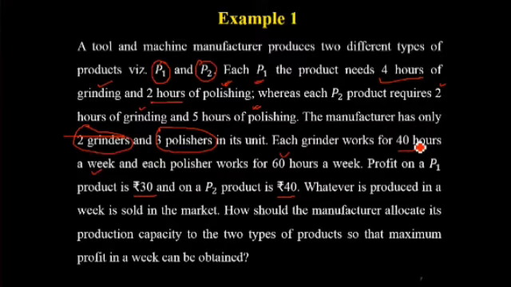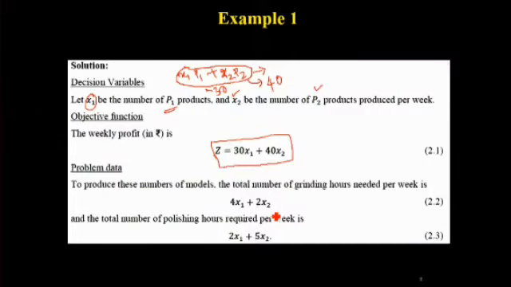That means we can use at max 80 hours per week, and we can use it for P1 and P2. Similarly for polishing also. So that thing we have to write and formulate: to produce this number of models, the total number of grinding hours.